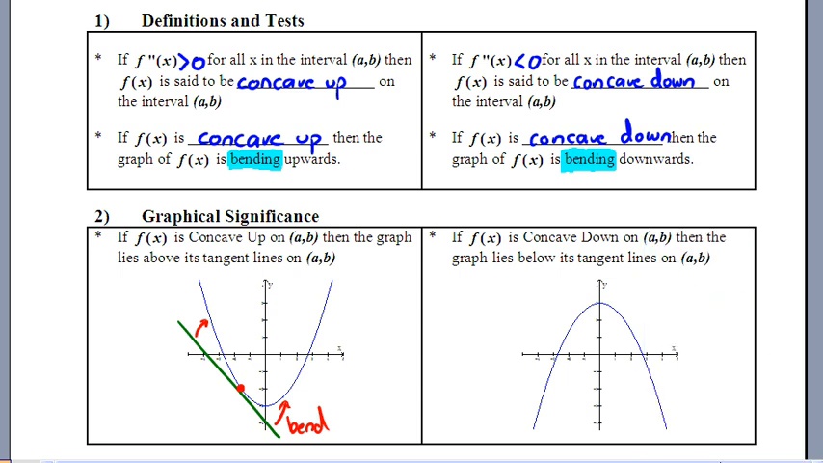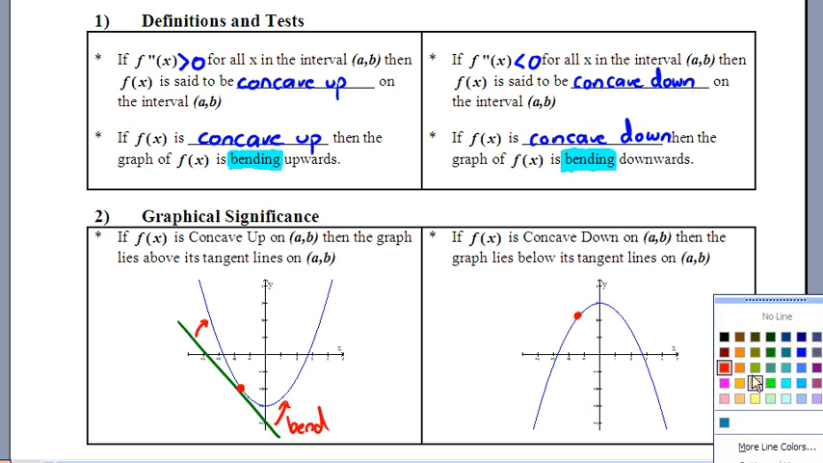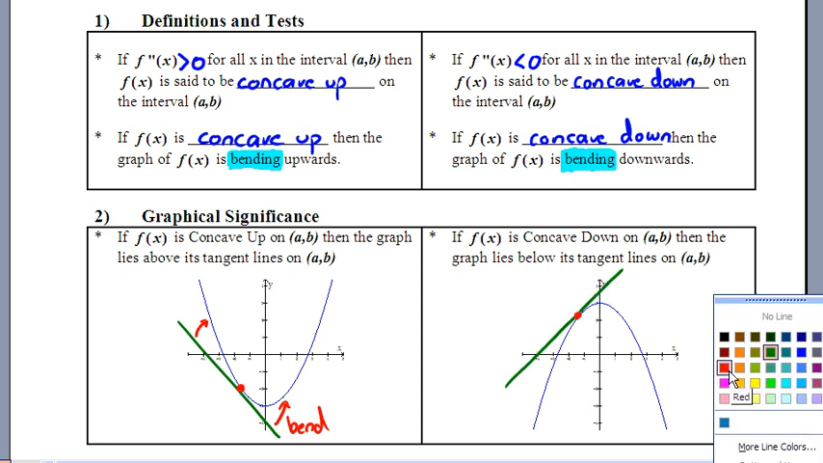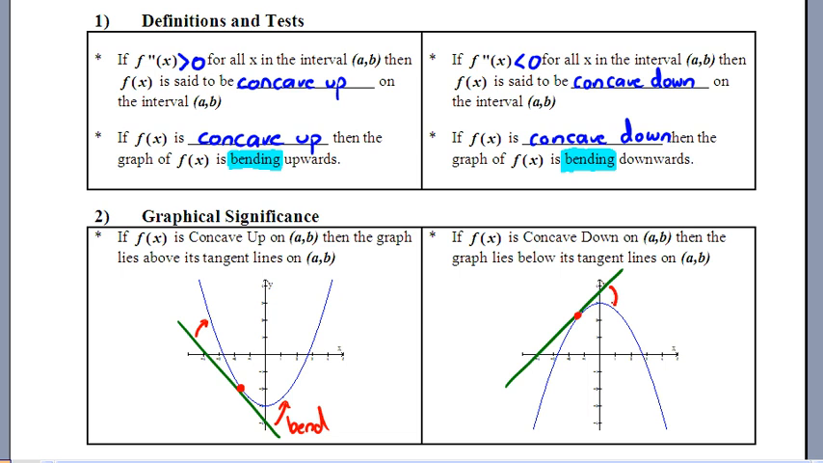So if I was to check out maybe one spot right here, this whole graph is actually concave down. But if I was to check out that spot right there and draw in a tangent line, what I would notice is that the graph is going to be bent in the downward direction, so the graph lies underneath its tangent line, right, because of that downward bend. That's what concavity is all about.